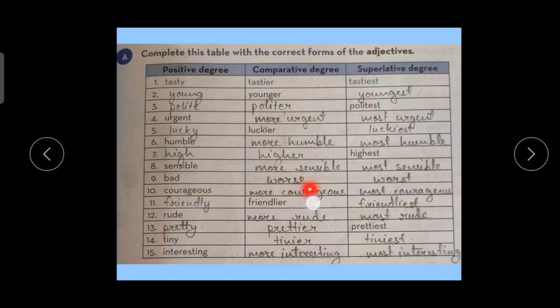Bad, worse, worst. Courageous, more courageous, most courageous. Friendly, friendlier, friendliest. Rude, more rude, most rude. Pretty, prettier, prettiest. Tiny, tinier, tiniest. Interesting, more interesting, most interesting.